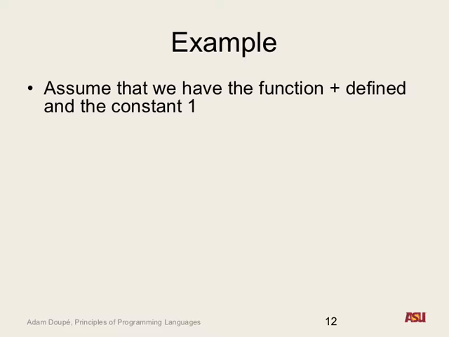But to understand how these function applications work, let's first for a moment just assume that we have a plus operator and a constant one. If we had a plus operator, how many parameters would that take in? Two. Take in two, return one. Okay, so if we want to define a lambda expression, an anonymous function that takes in one parameter and returns one plus that parameter, what would that look like?